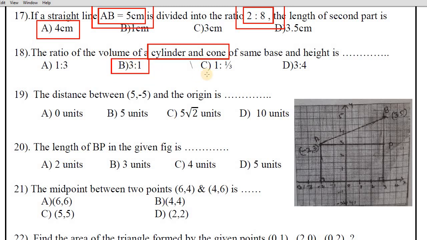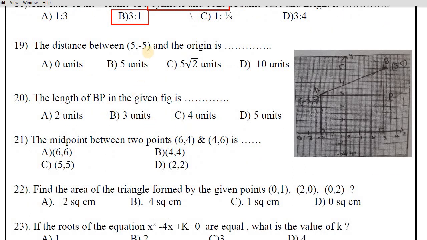Actually option C is also correct. 1 is to 1 by 3 means you will get 3 is to 1 only. But my suggestion, you go through option B only because it's in standard form and simplest form. But 1 is to 1 by 3 is not in simplest form. But that also can be considered.